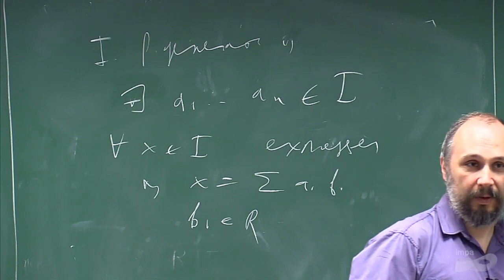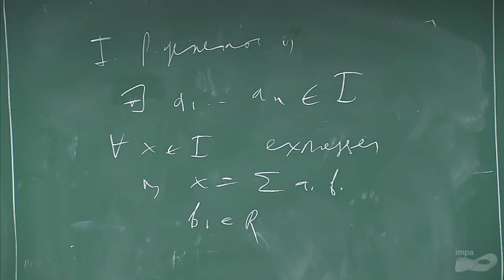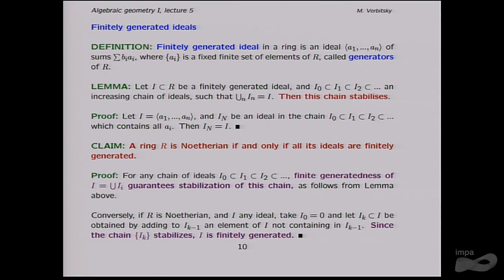It's the same. You have finitely many generators, and everything is generated by these finitely many generators. Okay, the important thing about finitely generated ideals is that if you have a chain whose union is finitely generated, it stabilizes. So, remark or claim.